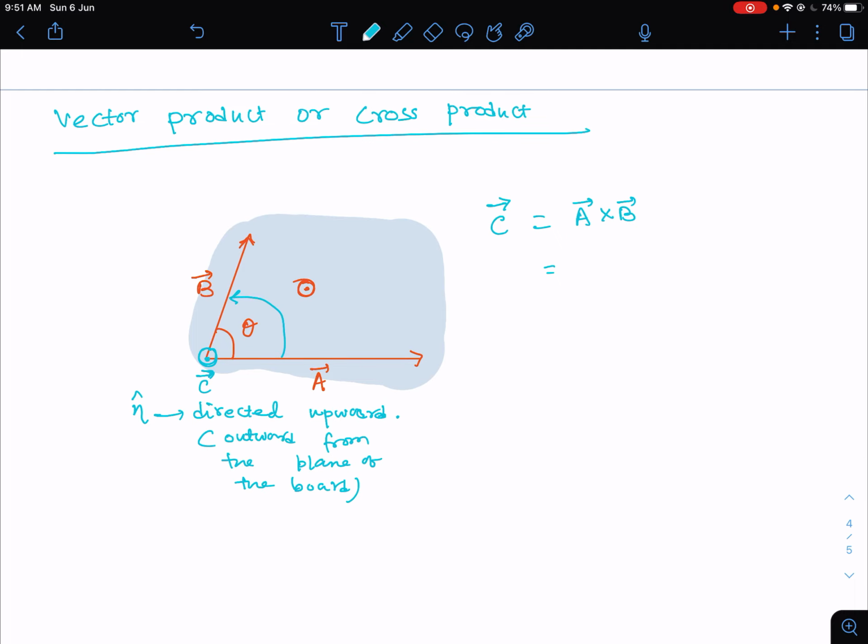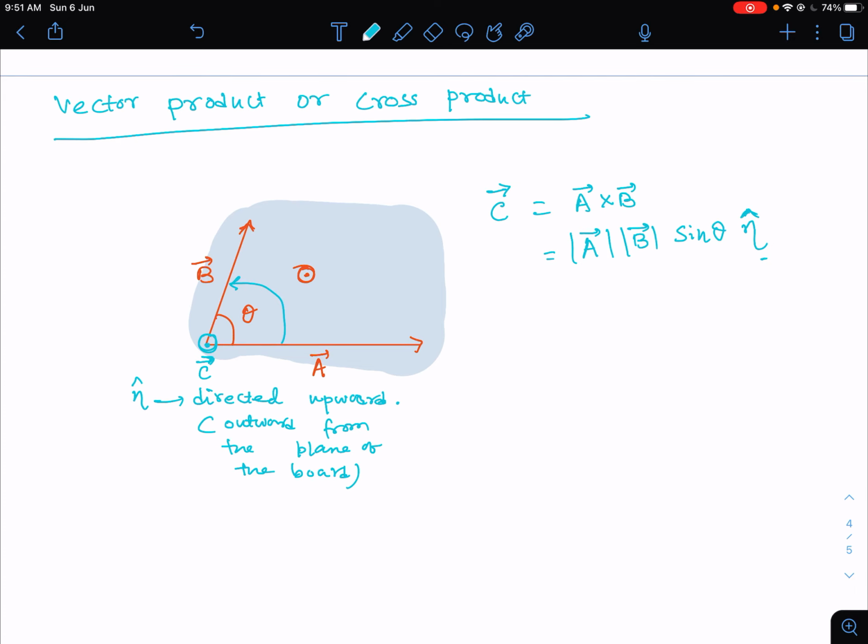So the cross product is defined as mod A mod B sine theta, where theta is the angle between A and B, times eta, the direction in which the resultant points. Here eta is basically outward from the plane of the board, of the paper. So this is defined like this.